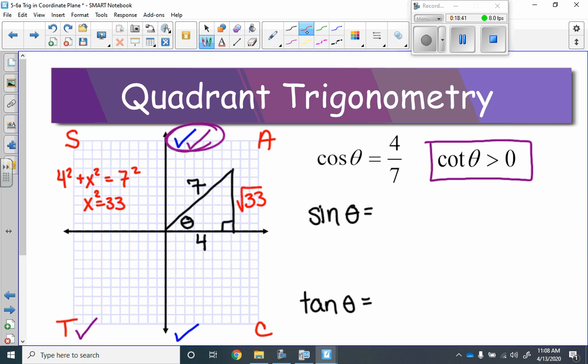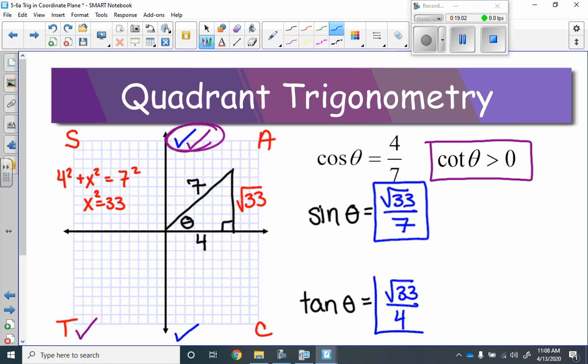So to set up my sine ratio here, I'm going to take my theta. Opposite of that is the square root of 33. And the hypotenuse is 7. So there is the sine of theta. Tangent is opposite over adjacent. So square root of 33 over 4 is our tangent. Now along with this, we could most definitely find our cosecant and our secant and our cotangent of theta.